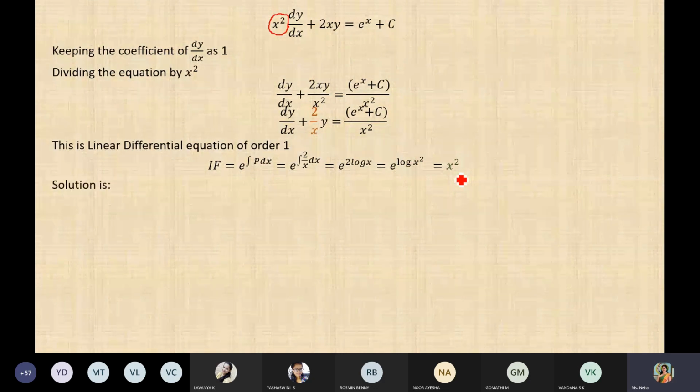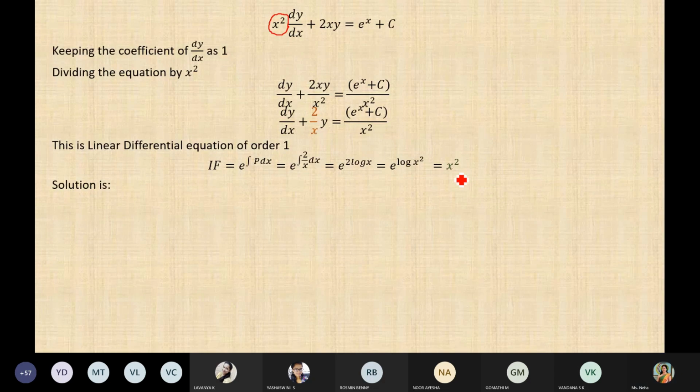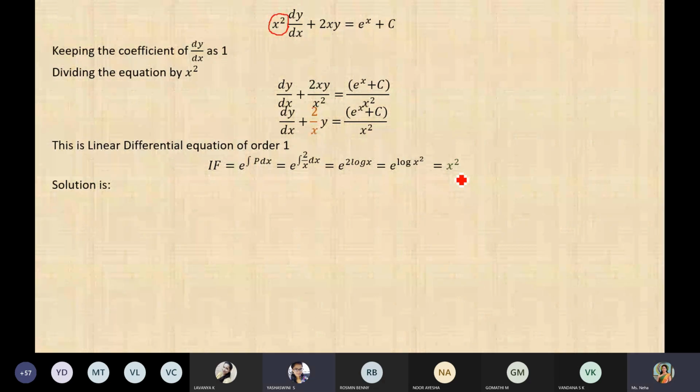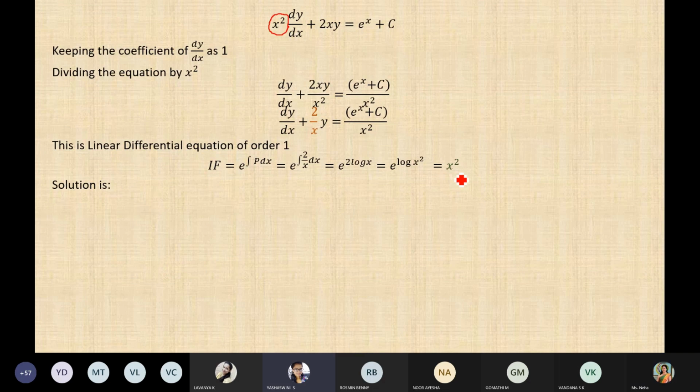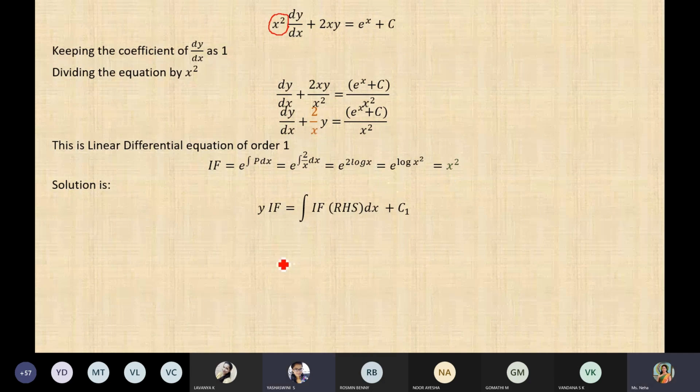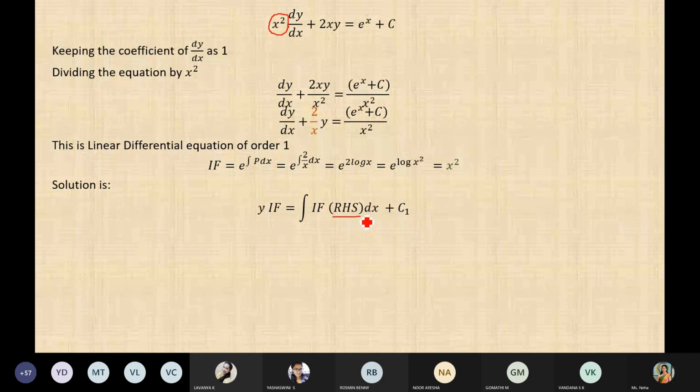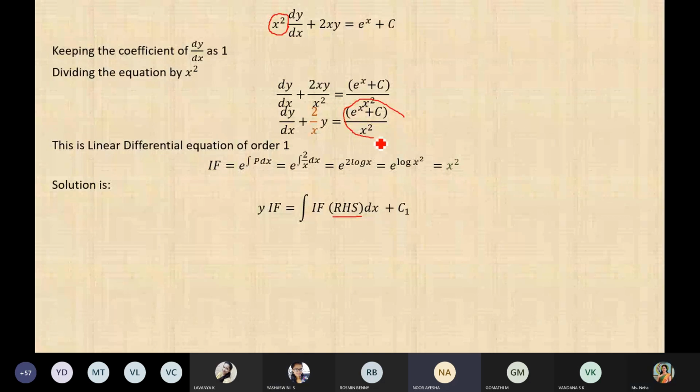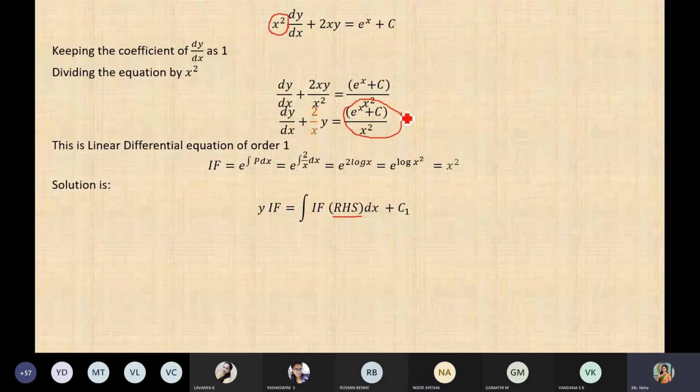So what is the final solution? As you got the IF, your solution will be y into integrating factor is equals to integration of integrating factor into RHS into dx plus C1. What is your RHS? e to the power x plus c by x square. Yes, RHS is this. Do not go back to your main question and write the RHS from there. Just go to your previous step and find out your RHS.